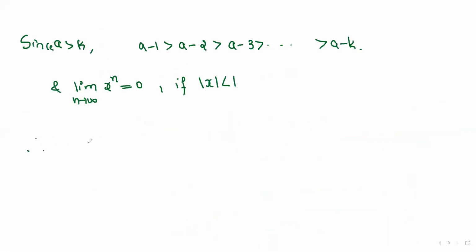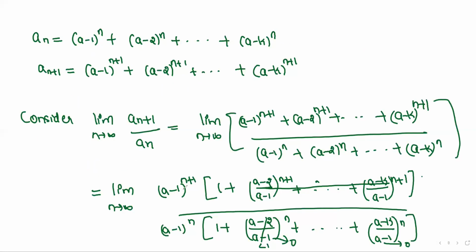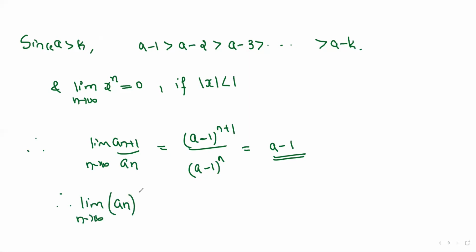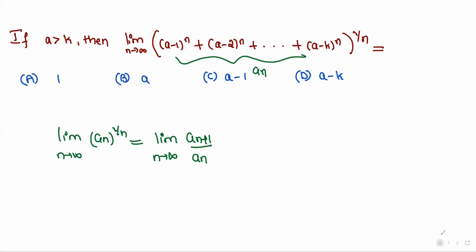We get the limit of an plus 1 divided by an as n tends to infinity is (a minus 1) power n plus 1 divided by (a minus 1) power n. This is nothing but a minus 1. Therefore, the limit as n tends to infinity of an power 1 by n converges to a minus 1. Therefore, option C is the right answer.